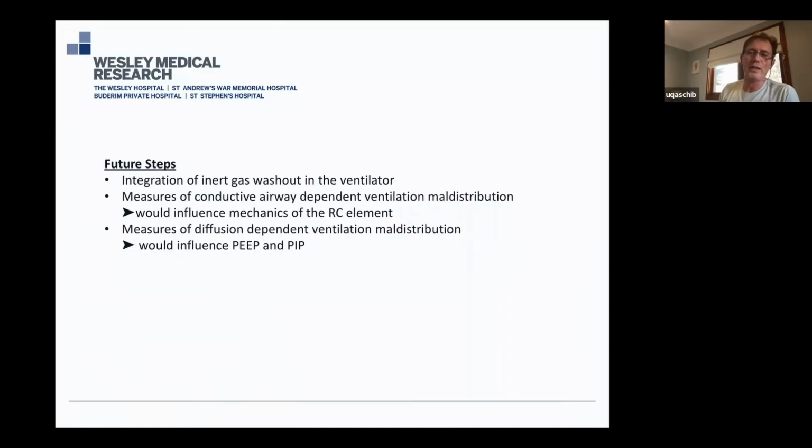So to summarize, where does that lead us with that technology? I'm a strong believer that we should have inert gas washout integrated with the ventilator. I mean, technology is there. You need a cylinder of sulfur hexafluoride, which lasts for about 100 patients. You hardly use anything. It's cheap, doesn't cost anything. It's harmless, but can be added into the ventilation circuit, can be easily measured with an infrared sensor that you can attach to the endotracheal tube. And we can measure conductive airway-dependent ventilation maldistribution, as I've shown with these COPD graphs, for instance.